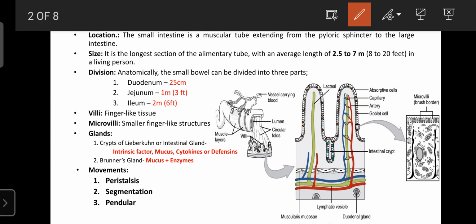And ileum is identified by the ileocecal junction, which forms between the large intestine and small intestine. Immediately at the end of the small intestine, a swelling is present, that is the ileocecal junction. So with the help of that junction, you can identify this is the ileum. Like that, by maintaining the proportions of the small intestine, we can isolate the duodenum, jejunum, and ileum.